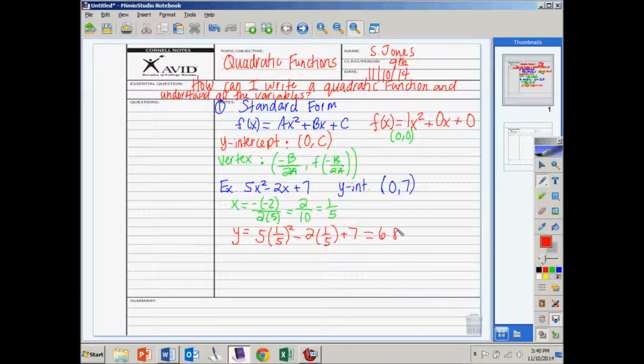How would I write 1/5? Anyone? How do I write 1/5 as a decimal? 0.2. So where is my vertex? At 0.2, 6.8. We found it. So I found my y-intercept and my vertex.